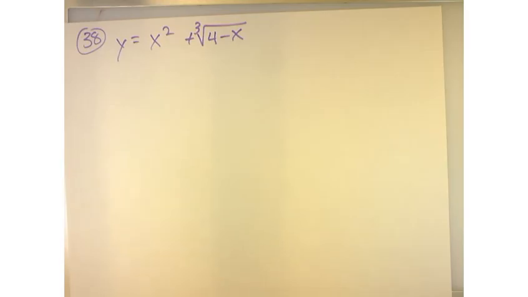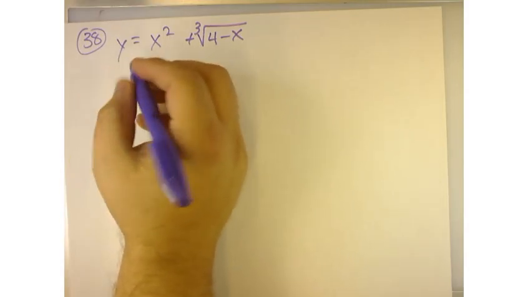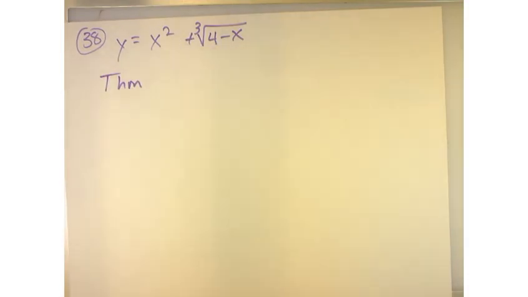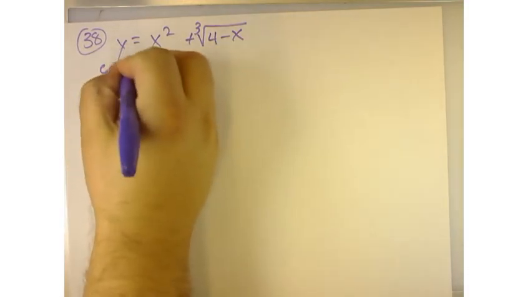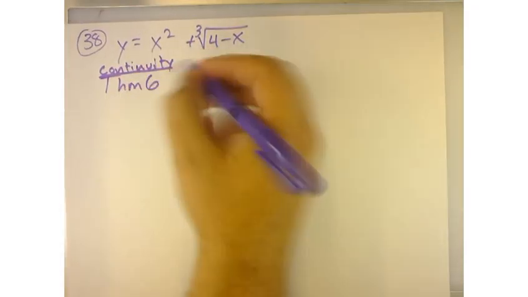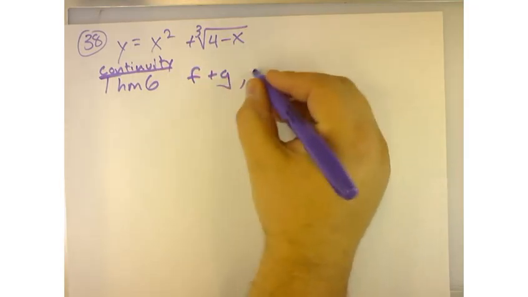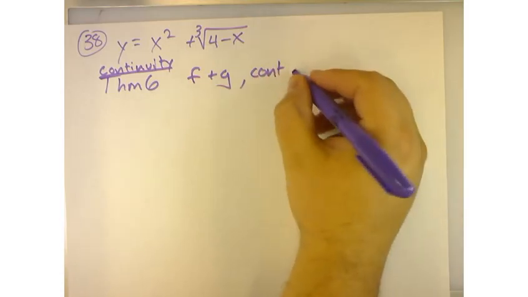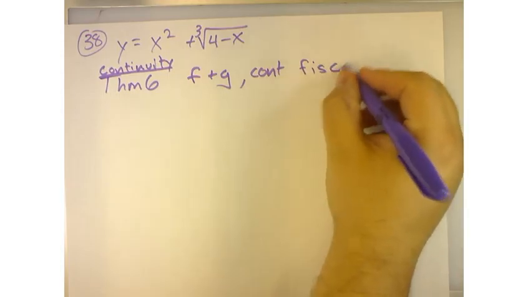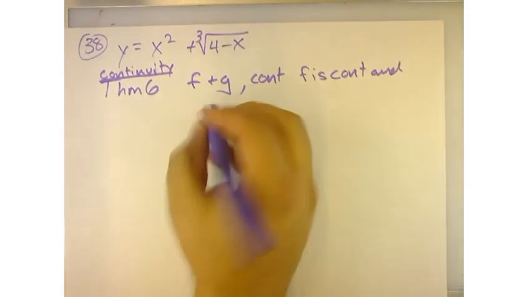And so I'm going to use theorem 6, because I have a sum here. And these are for continuity, right? So we're proving continuity. So theorem 6 is that if I have f plus g, where f is continuous, f plus g is continuous, so long as f is continuous and g is also continuous.